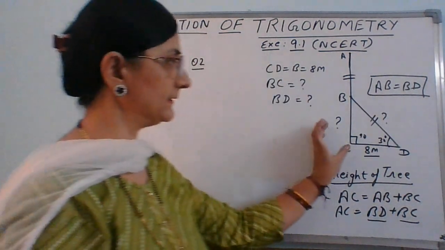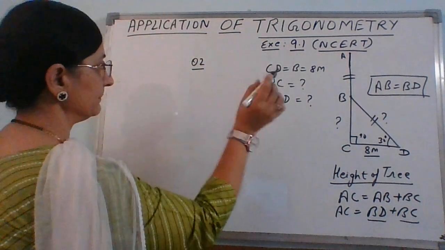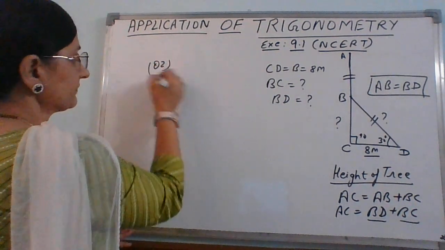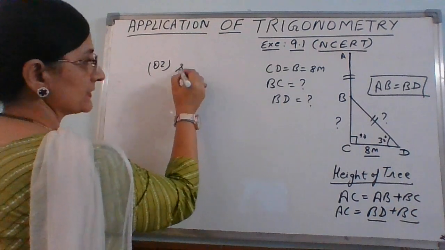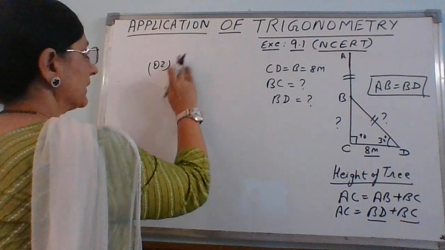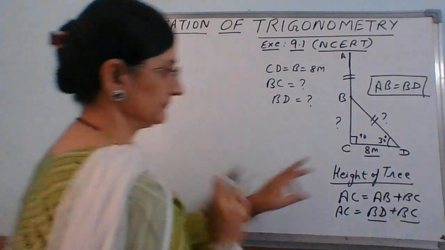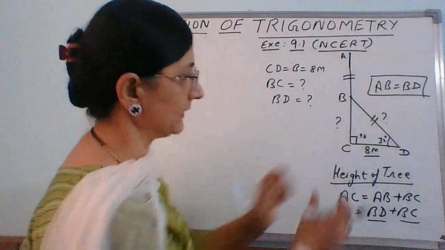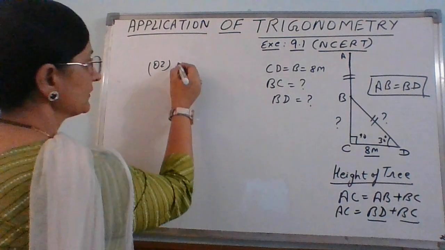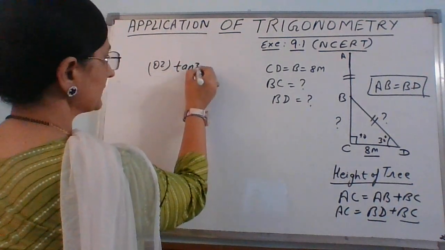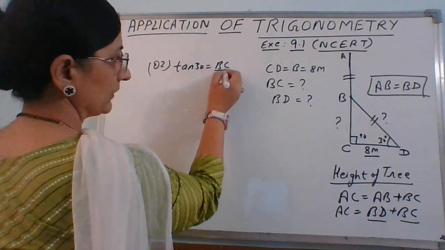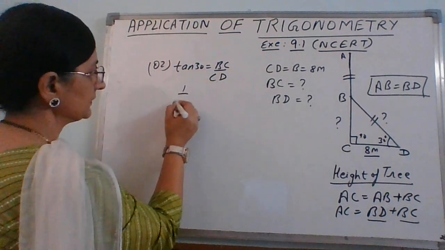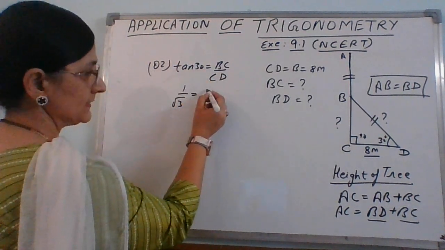Now let us take these two. When I have to find BC, then I'll be using tangent, right? Because we have base. Base is connected in tangent as well as in cos. If you take perpendicular then tangent. So I'm taking tangent 30 is equal to BC perpendicular upon base. So this is tangent 30. So then tangent 30 value is 1 by root 3 is equal to BC.